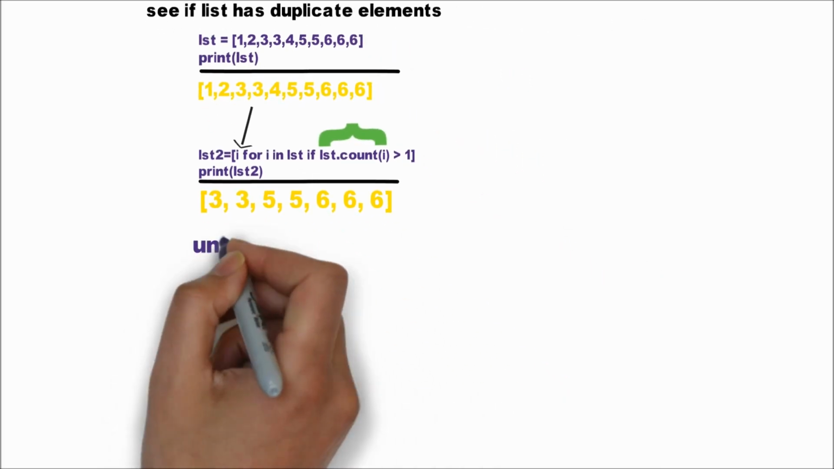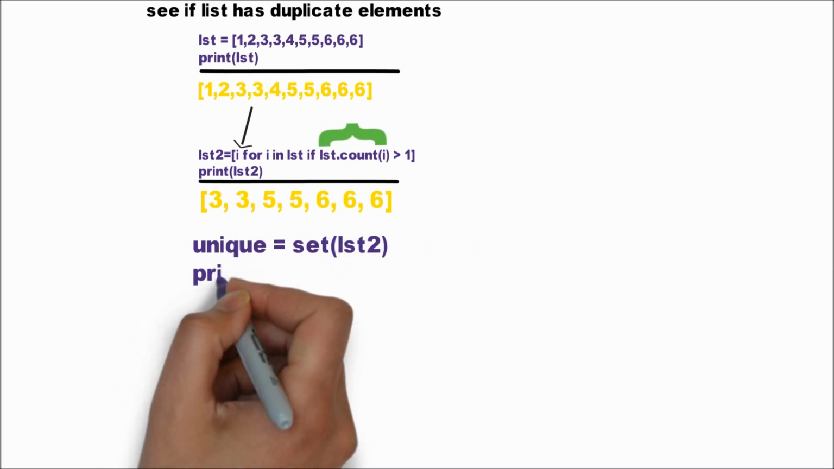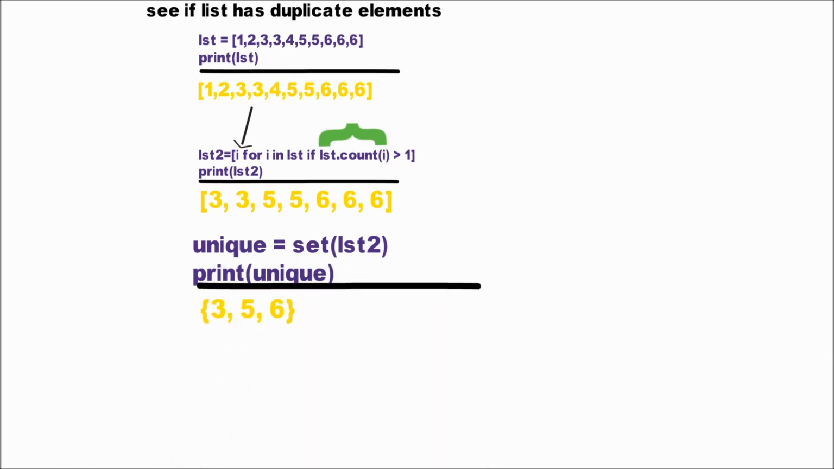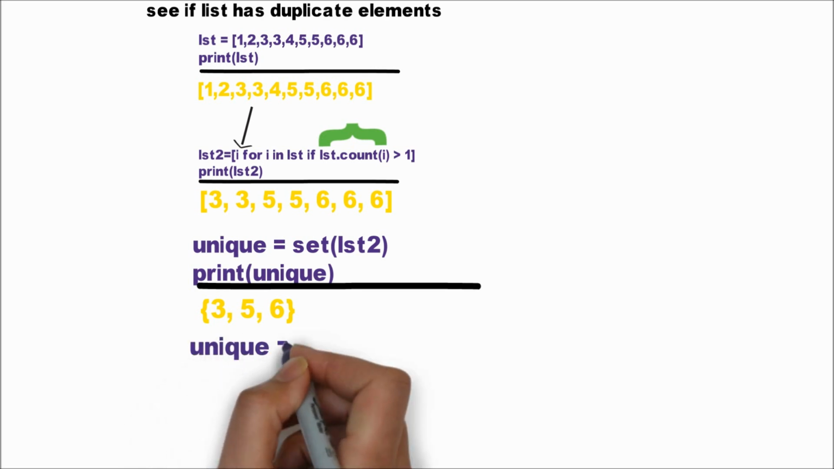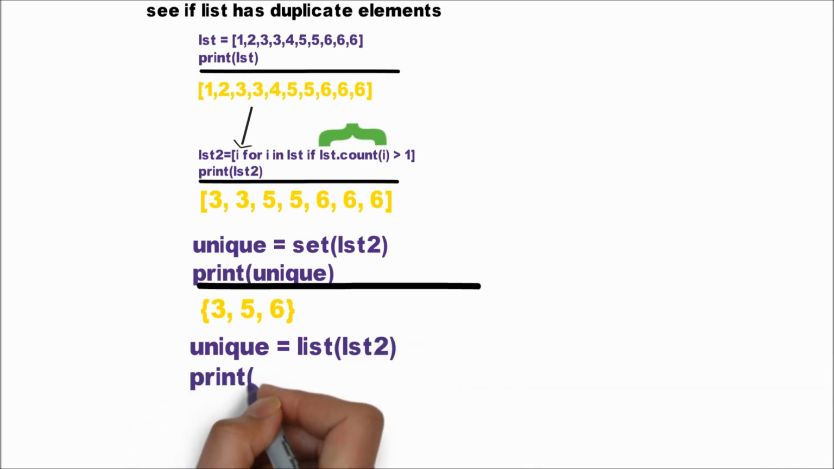If we want to see the unique values, we can convert the list to a set using unique equal to set of lst2. Basically a set will only contain unique items. If you need to convert it back to a list, we can simply write unique equal to list of lst2.